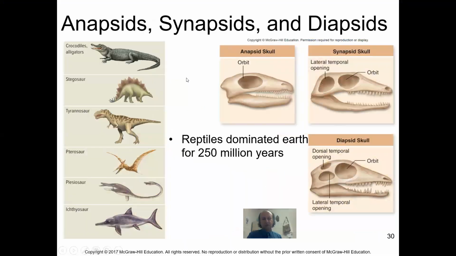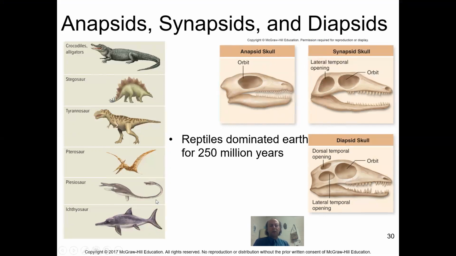Now, let's look at other groups of reptiles. We have one that is alive, the crocodiles and the alligators, and we have all these other guys that we love to see hunting and killing people, mostly bad people in the movies: Stegosaur, Tyrannosaur, Pterosaur, Plesiosaur, Ichthyosaur, and different sorts. Of course, they are extinct. However, they have something in common. There was a time when the earth was full of mainly reptiles roaming around for 250 million years.